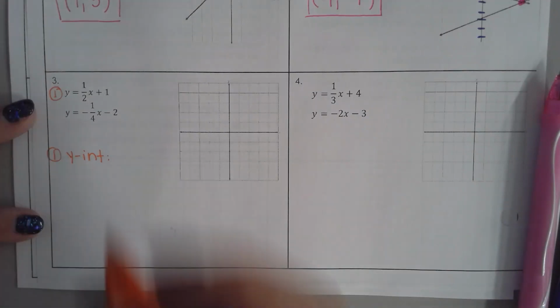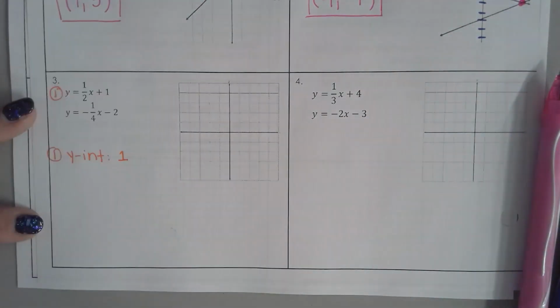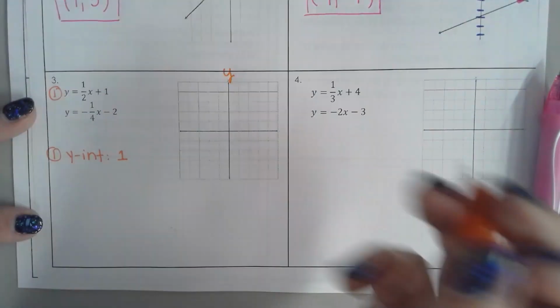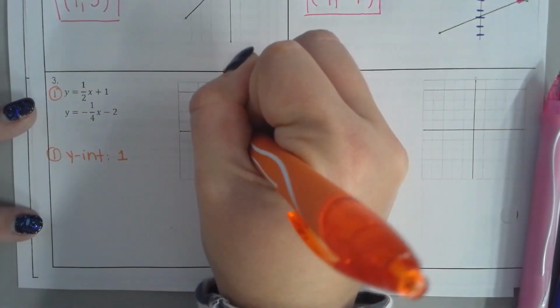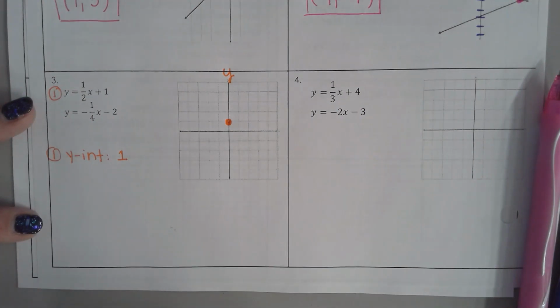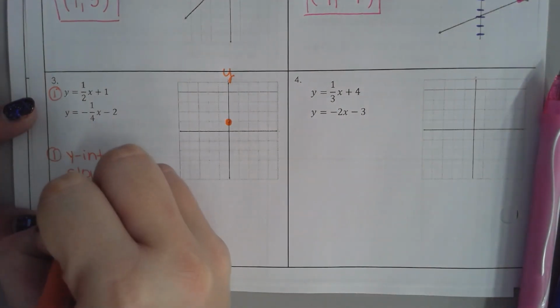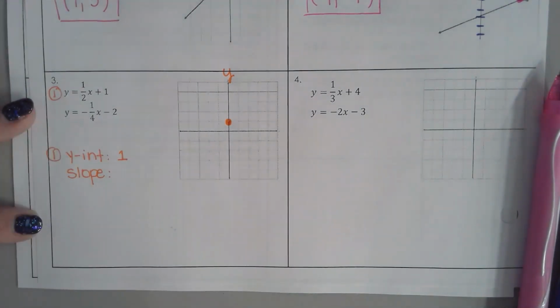1. So you're going to put a point on the y-axis, that's the one that goes up and down, at 1. What is the slope? 1/2.